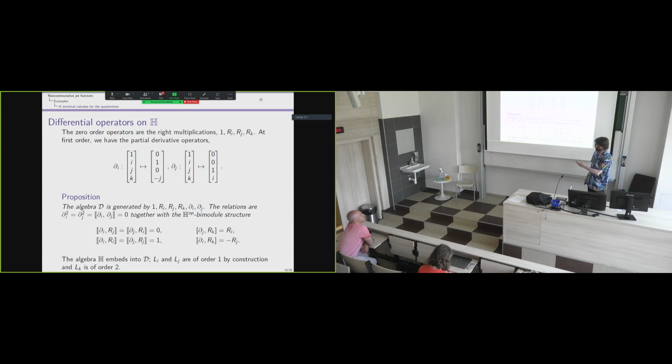Yeah, so anyway, not only H op can be embedded, but H can be embedded by the left multiplication maps. So Li and Lj are first order operators, and by the composition theorem, Lk is a second-order operator. You can verify that Lk is not a first-order operator as well. So it's actually of order 2.